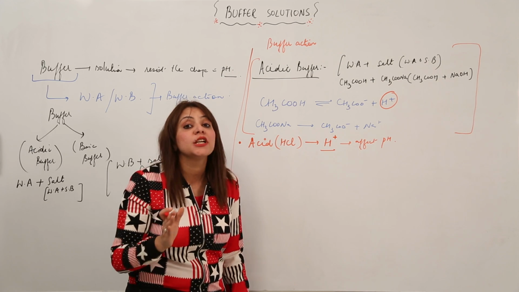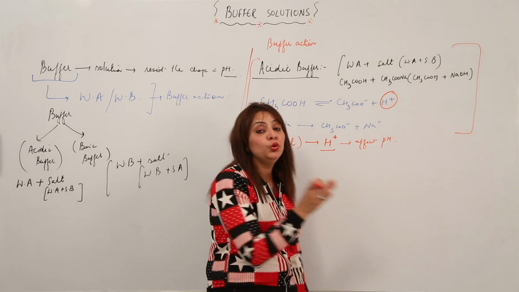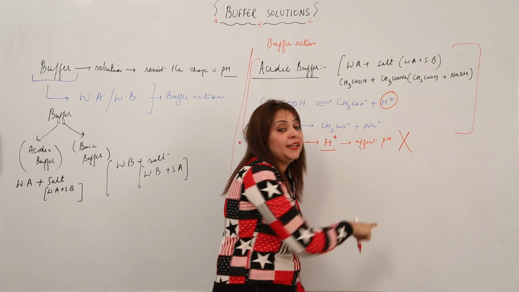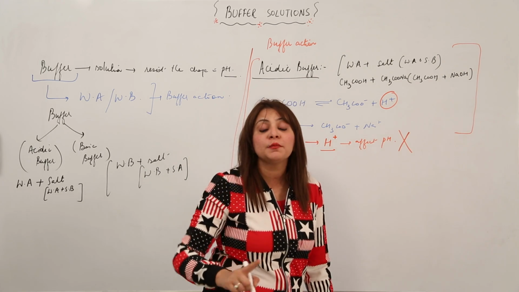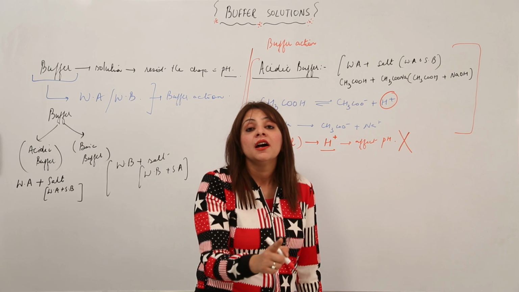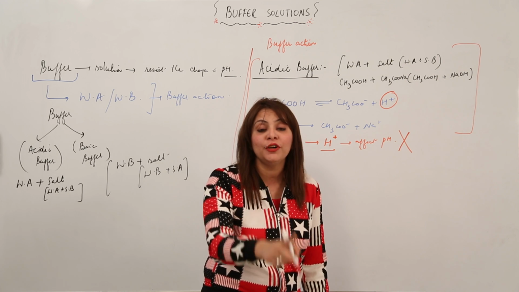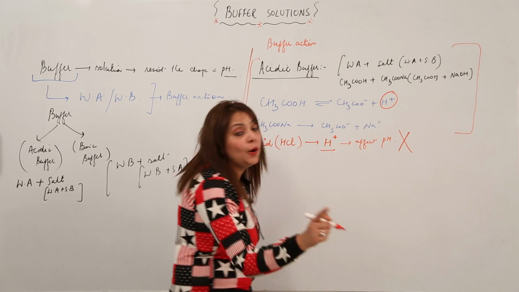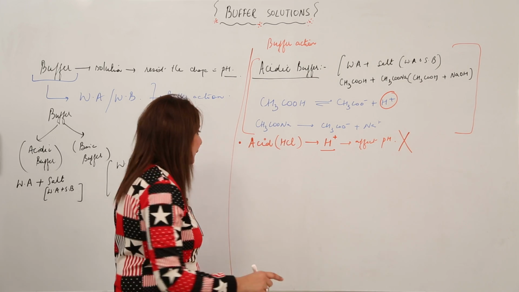But actually this doesn't happen. These hydrogen ions do not affect the pH. I wrote "affect" because it was supposed to affect, but it is not affecting. That is the buffer action, where the buffer is playing a tricky task to resist the pH. So just look at the board at how it is playing that tricky task, right?